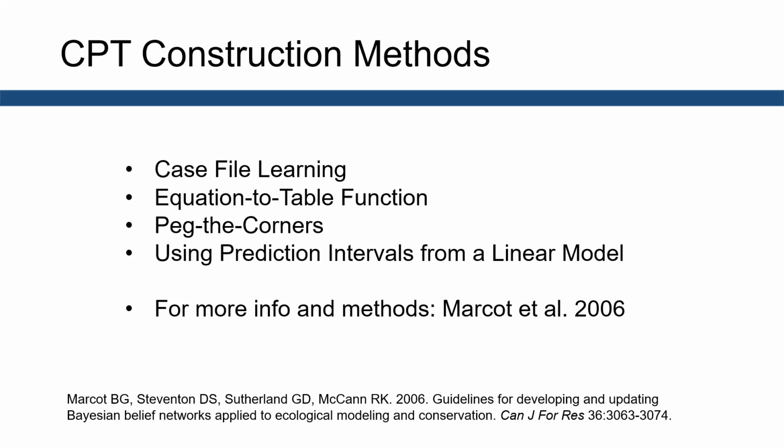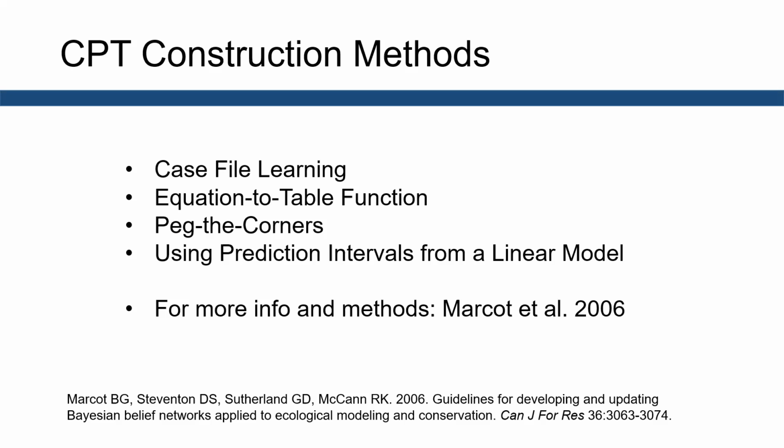The next method is peg the corners. For this one, you take the information from the literature and different science or prior information that you have and set the probabilities for the most extreme conditions in your table, and then interpolate what the states in the middle of those extreme states would be. I'll go over examples for that too.